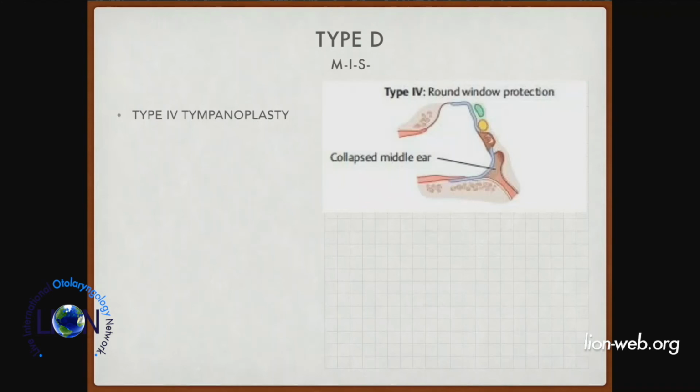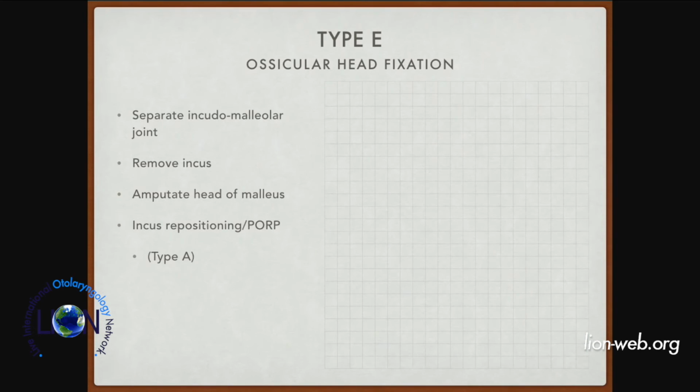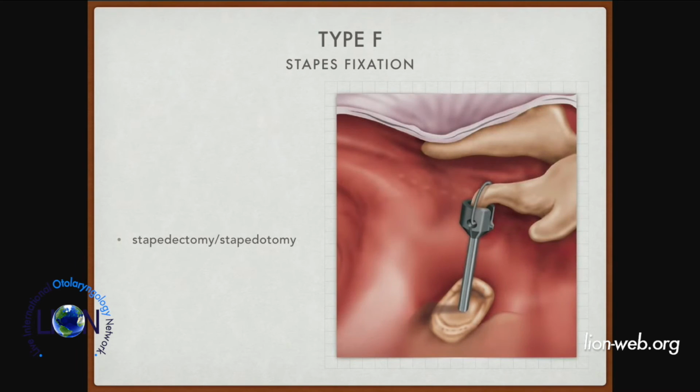Type D, you could use the type 4 tympanoplasty if all the ossicles are absent. Alternatively, and I think that's probably what I would do, is use a TORP prosthesis to bridge that gap and gives you a little bit more of a middle ear airspace. Ossicular head fixation, you just separate the incudomallear joint, I remove the incus, amputate the head of the malleus, and then I go back to a little bit of a type A situation. I use either an incus interposition, incus repositioning, or a partial prosthesis.